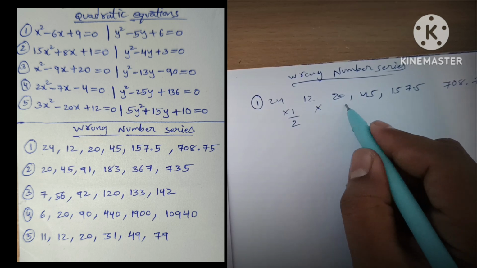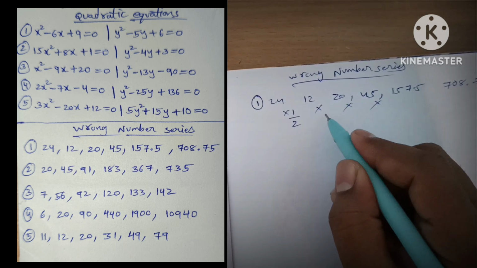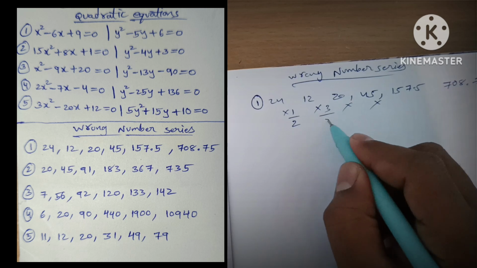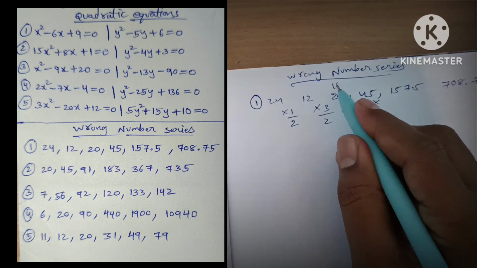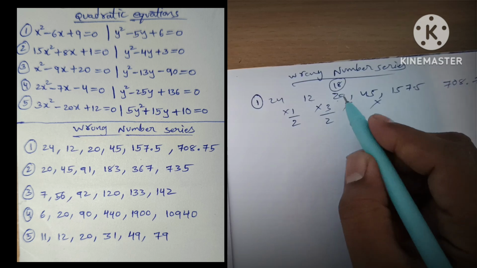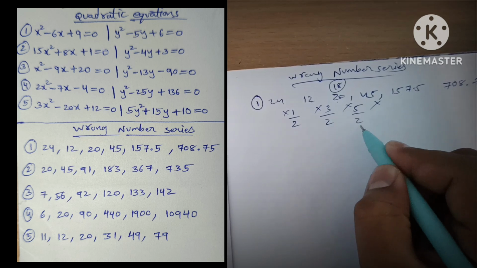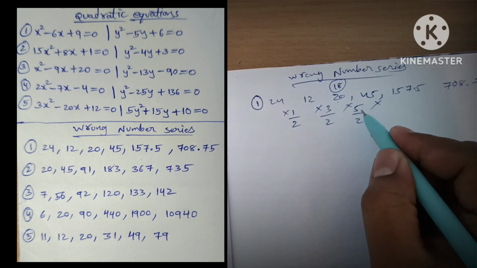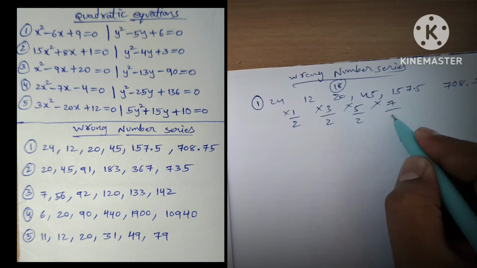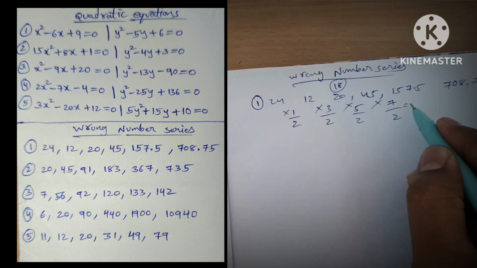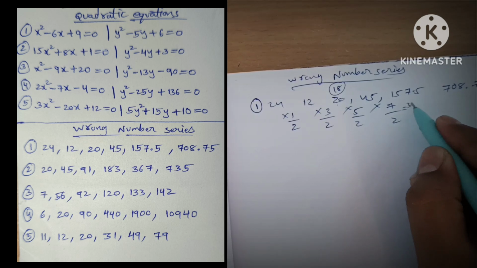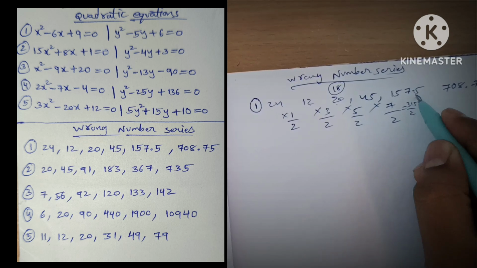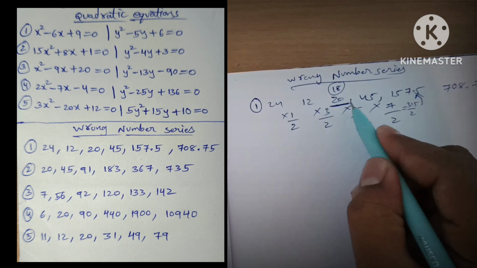Here we don't know, here also don't know. It is 3 by 2, let it be 3 by 2. It is 6, 3 6s are 18, 5 by 2, 9 5s, okay, 45. This is 7 by 2, which is 315 divided by 2, okay, right. So our wrong number is 20.